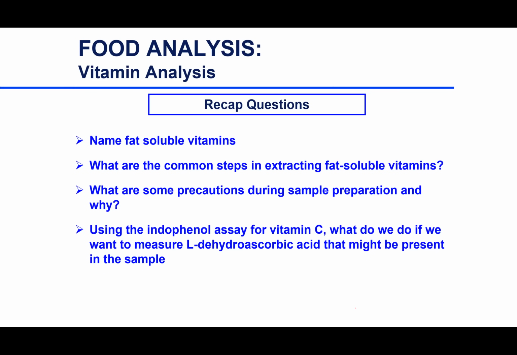So Pam wants you to be familiar, be able to name the fat-soluble vitamins. Yes, sir, in the back. A, D, E, K. Oh, you're answering the question. Yes, that's correct. Very good. I'll give you a point, but I don't know if Pam does that.